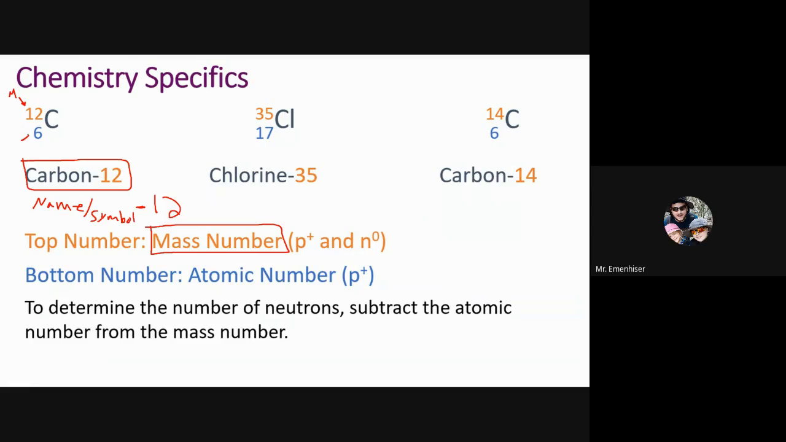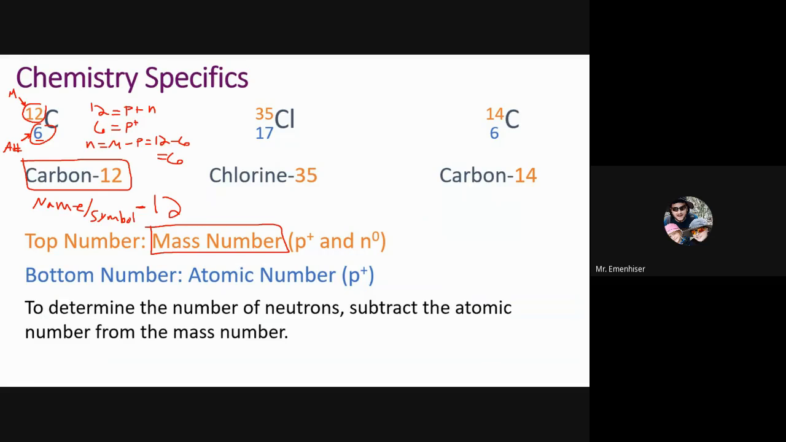The atomic number goes here. So 12 is the number of protons plus neutrons. So 12 equals protons plus neutrons. This is the atomic number, 6. And so 6 is equal to the number of protons. So how can we get number of neutrons? Neutrons is equal to the mass number minus the number of protons, which is 12, this one, minus this one. So 12 minus 6, we get 6.